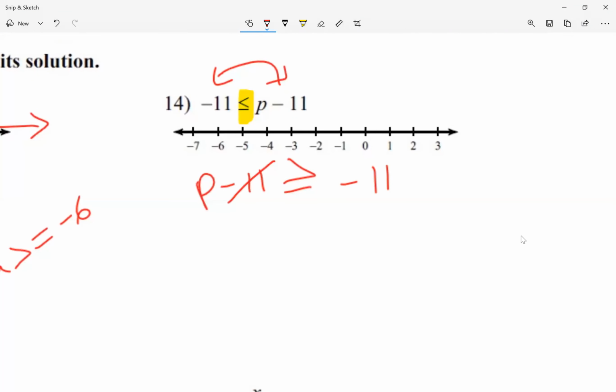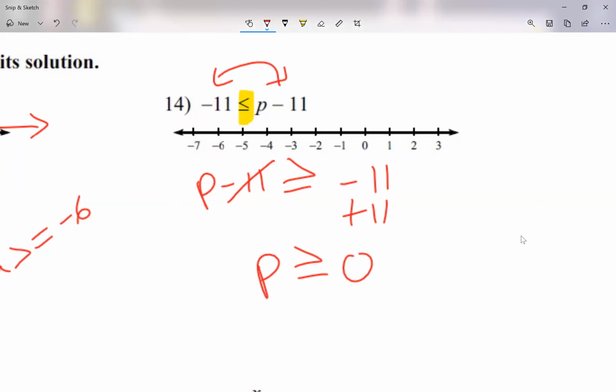So this -11, let me move it over as +11. So P is greater or equal to -11 plus 11, which is 0. So there you go. P is greater or equal to 0. Remember, the way you type this is P greater than equal 0. Now, the way I'm going to graph this, because if you're asked to graph this, I'm going to do a circle at 0, close it in. When I look at the inequality, it looks like an arrow that's going to the right. So there we go. I go to the right.